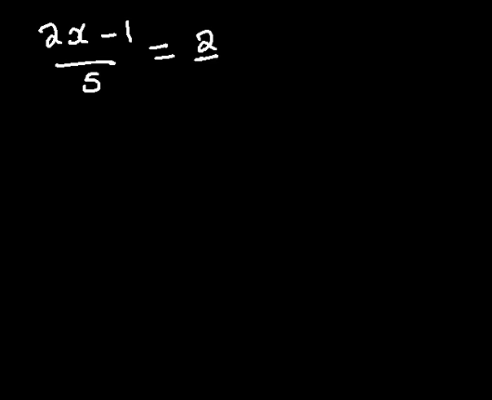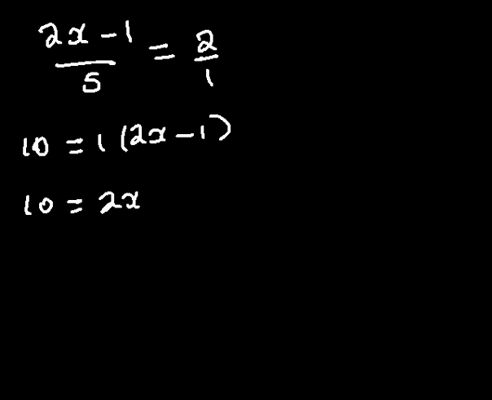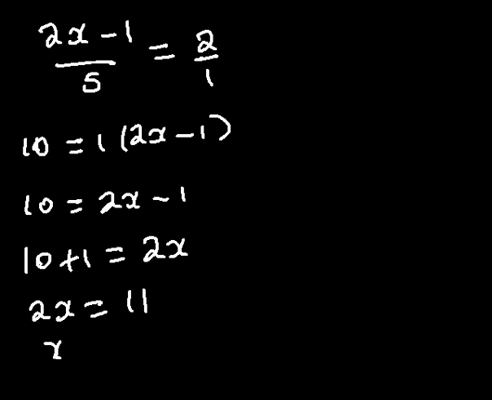This is the typical fraction equation. Now we apply the principle of cross multiplication, in the sense that we have 2 times 5, that is 10, which is equal to 1 times (2x minus 1). That will be 10 is equal to 1 times 2x, that is 2x, and 1 times negative 1, which is negative 1. Then collecting like terms, we have 10 plus 1 equal to 2x. So we have 2x being equal to 11. Then x is given as 11 divided by 2. So that's how we can solve that.